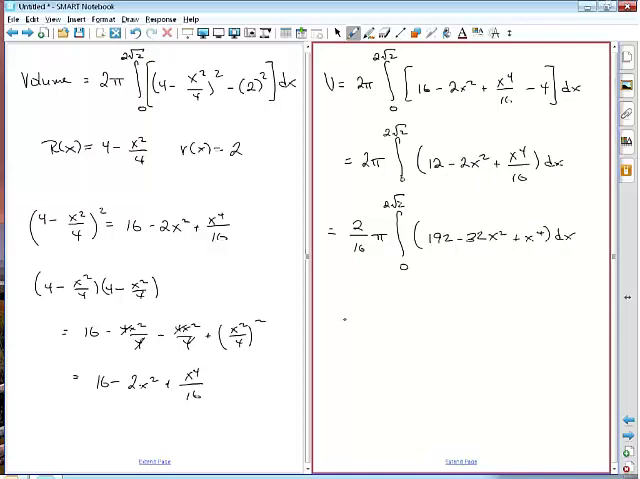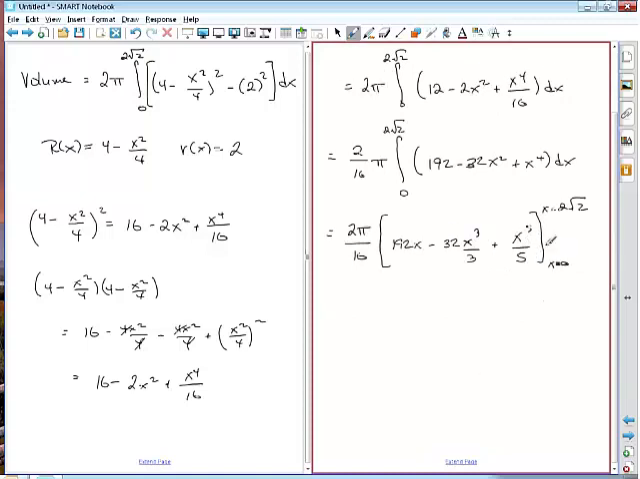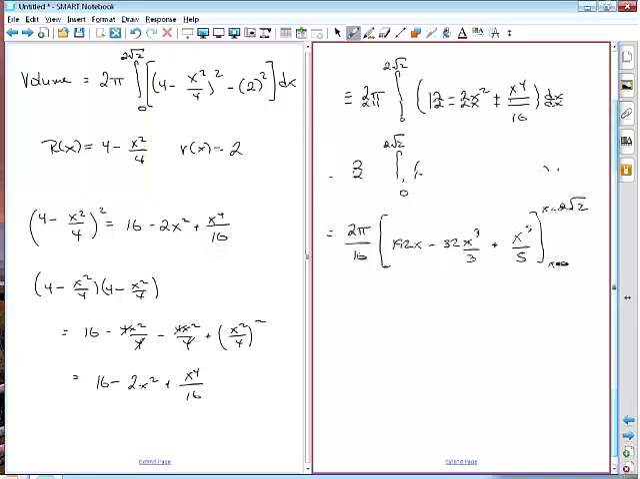So now we're going to just do the integration. So we get 2 pi over 16, and the integral of 192 dx is 192x. Integral of 32x squared is 32x cubed over 3, and the integral of x to the 4th is x to the 5th over 5. And we evaluate that between x equals 0 and x equals 2 times the square root of 2. Now the advantage here is when I plug 0 in at the lower limit, these all go to 0. So all I have to do is evaluate the upper limit. So let's do that on a separate page.